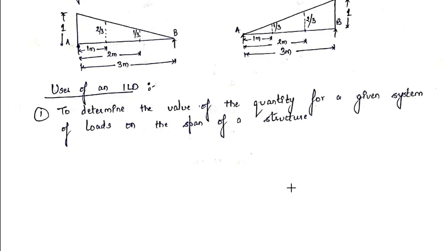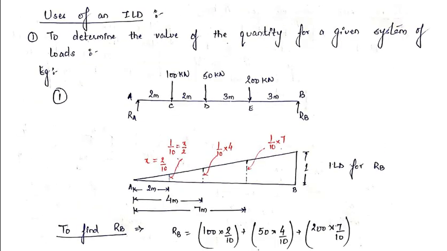Now let us understand the various uses of an ILD. Why are we drawing an ILD? What is the use of an influence line diagram? The first use of an influence line diagram is to determine the value of the quantity for a given system of loads. It means you can find out the value of the support reactions, the bending moment, or the shear force for any type of load which is acting on the beam.